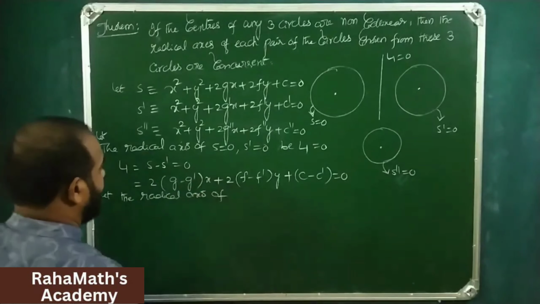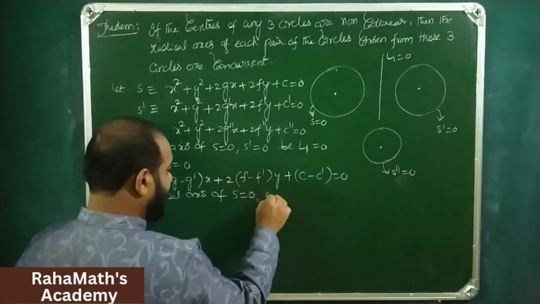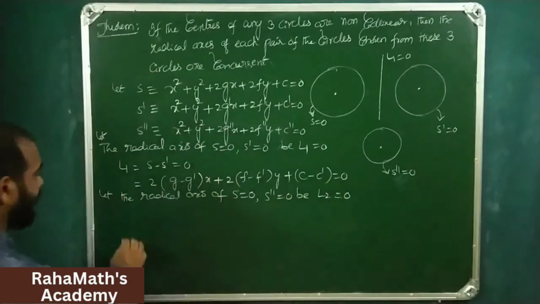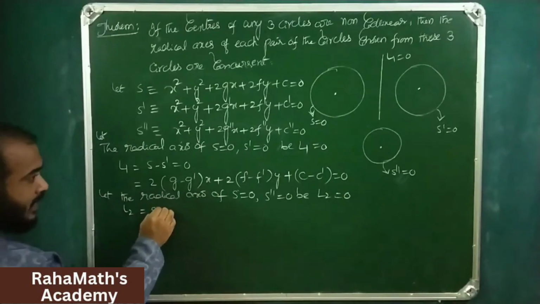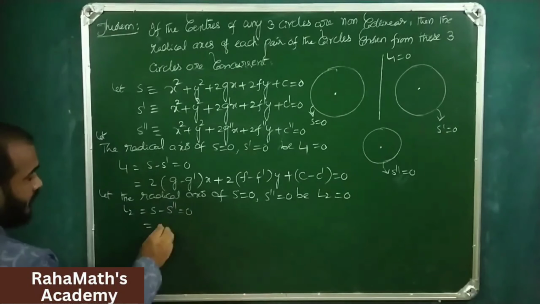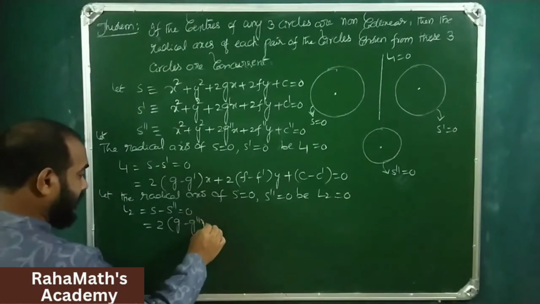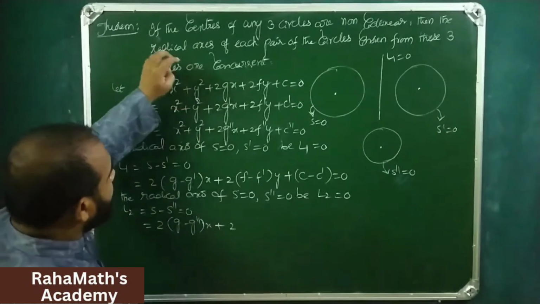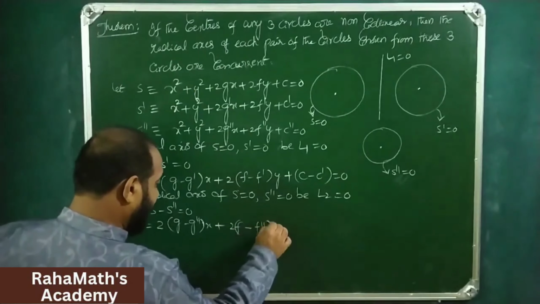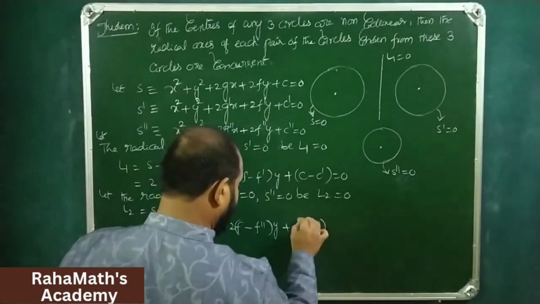Now, let the radical axis of S equals 0 and S double dash equals 0 be L2 equals 0. That means L2 equals S minus S double dash equals 0. That is 2(g minus g double dash) x plus 2(f minus f double dash) y plus (c minus c double dash) equals 0.